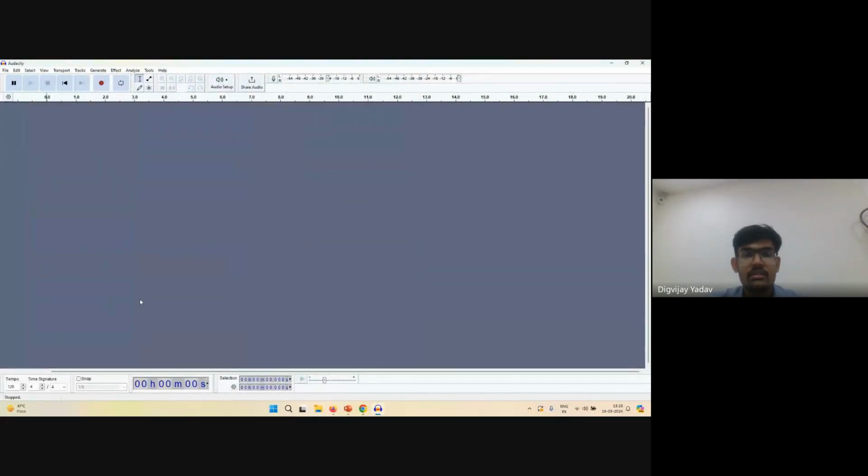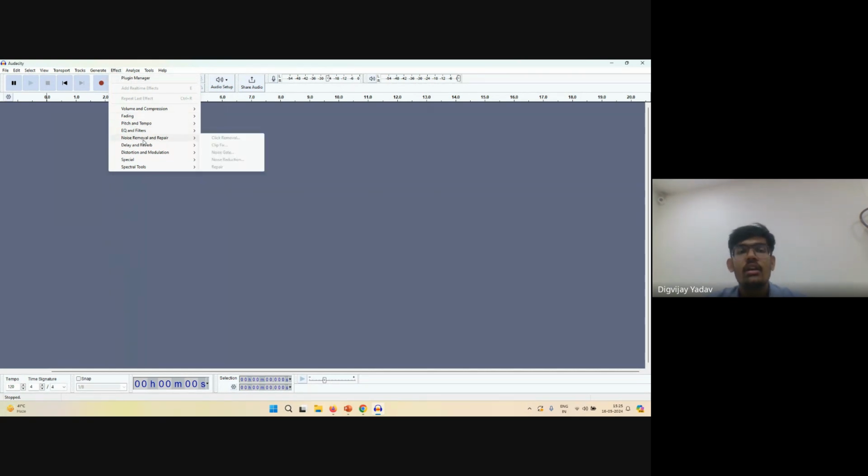So the interface looks like this. I have one noise removal and reduction option here, in which it suppresses a sound. For example, I have a call recording or any specific stereo recording in which there is too much noise in the background, or there is a static noise in the background.